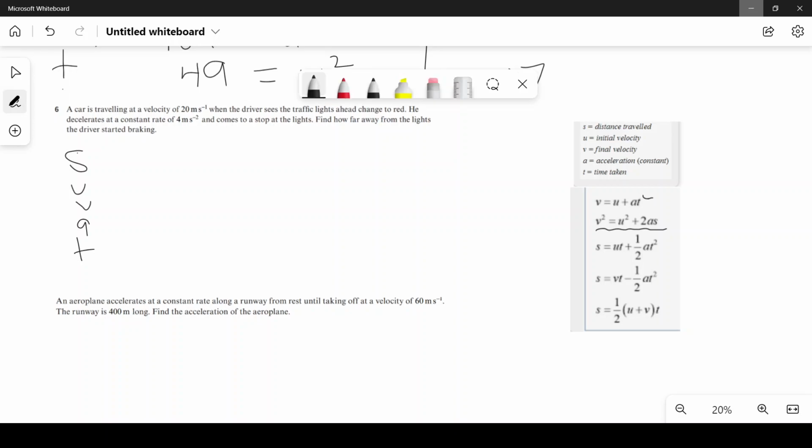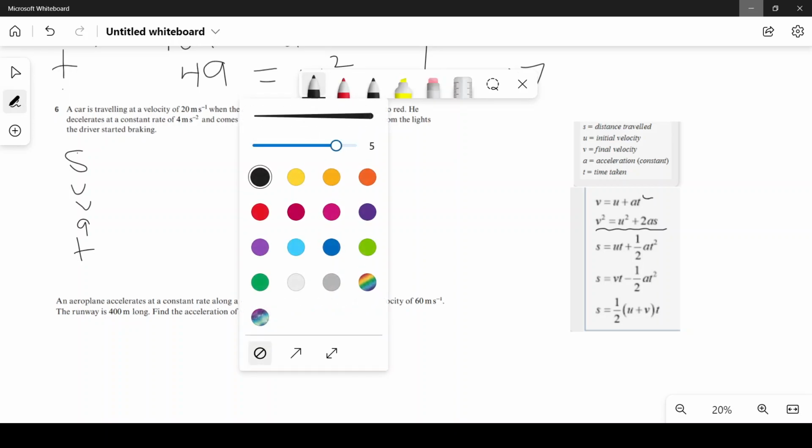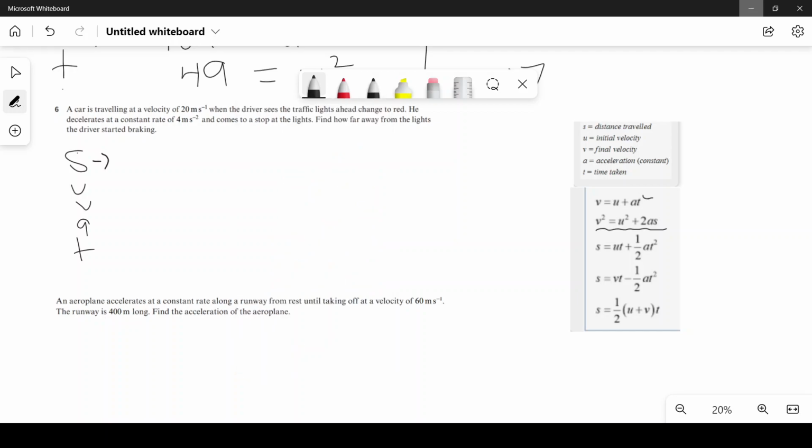Okay, then what next? We're going to label what we're sure we already have. So we have the S. Do we have the S? Nope, not really. The car is traveling at a velocity of 20 when the driver sees the traffic lights. So that's the speed at which the car starts out. It's not the final speed, that's the speed the driver has before she starts braking. So that's going to be the initial, or U. So U is the initial velocity, which is 20. And then he decelerates at a constant rate of 4 meters per second.